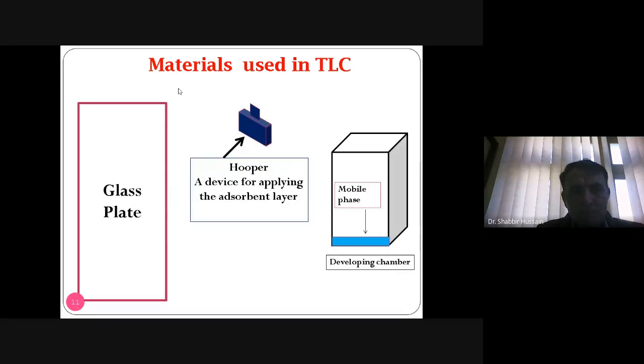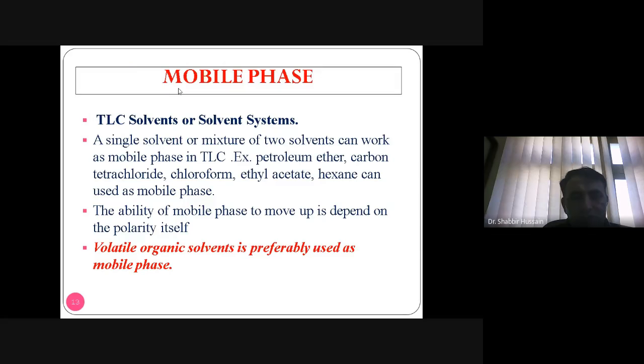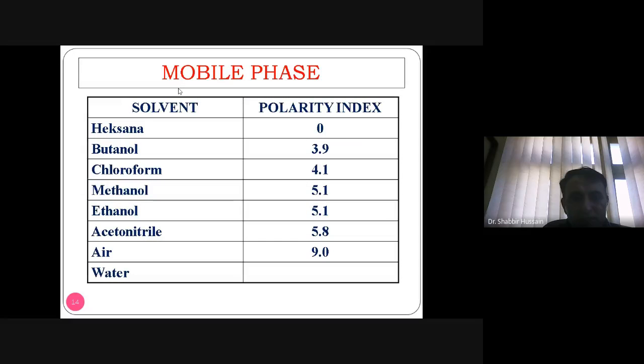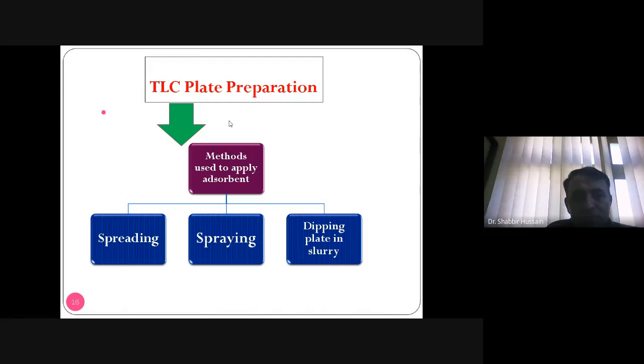So we have discussed the materials used, and we have already discussed the stationary phases and mobile phases, right? Okay, if we try to compare the polarities of hexane, butanol, chloroform, and methanol, methanol is more polar than the other solvents, if you compare the first four solvents, right? But acetonitrile is more polar than the others. We will discuss today the experimental procedure of thin layer chromatography.